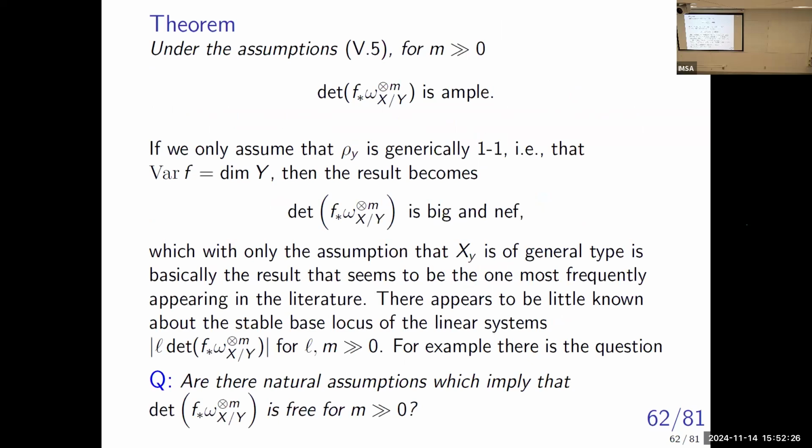The question is, are there natural assumptions which imply, so this is a purely algebraic geometric question that I think is not known, which imply that this thing is free. You know it's big and nef. What about free?